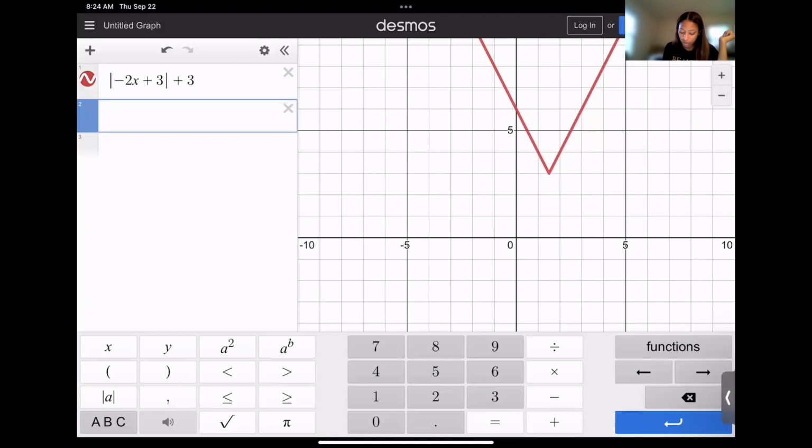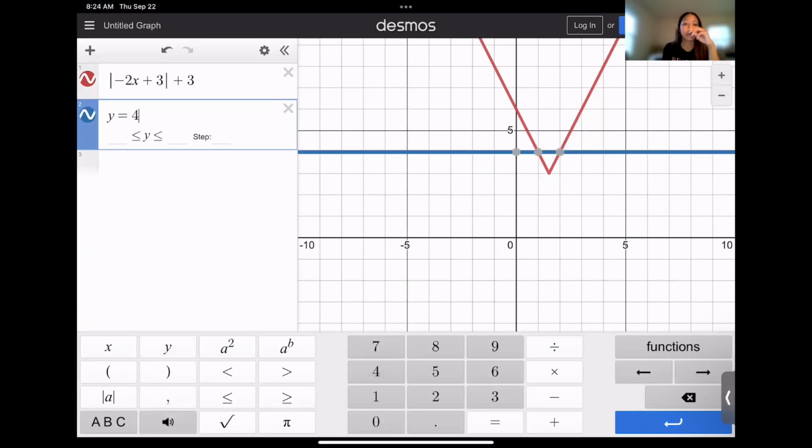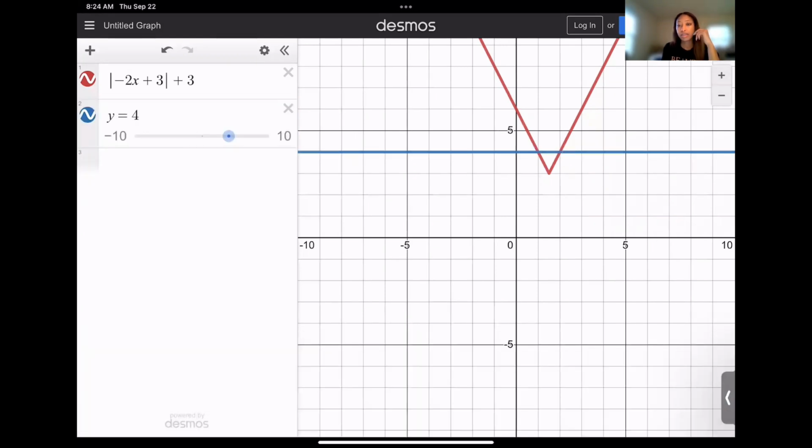On the right-hand side of the equation, we have 4. So I'm just going to put in y equals 4, so we get that horizontal line. And then we can see very clearly here that there are 2 intersection points. The first intersection point is at 1, 4. So that's why we got the solution x equals 1. And the second intersection point is at 2, 4. So that's why we get x equals 2.